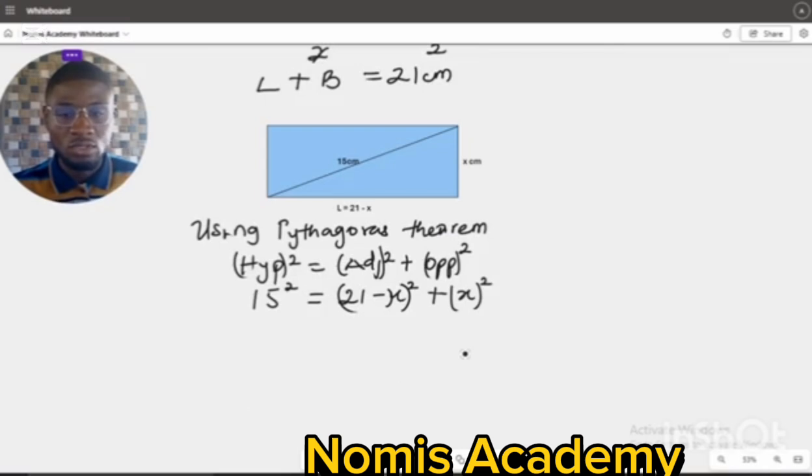Now we know that 15 to the power of 2, that is 15 multiplied by 15, should be 225.